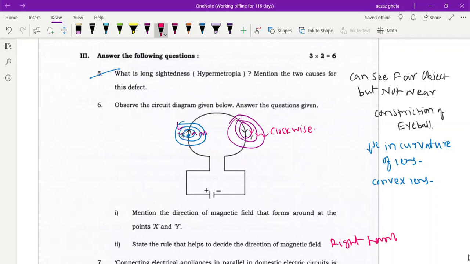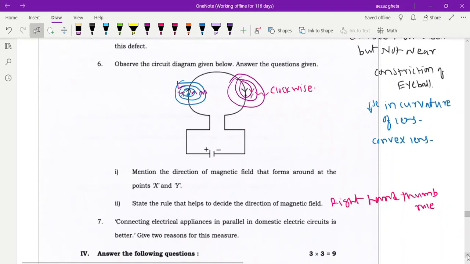Right hand thumb rule. Maxwell's right hand thumb rule, you can also write. It is also known as what? Corkscrew rule. What is it also called? Corkscrew rule.